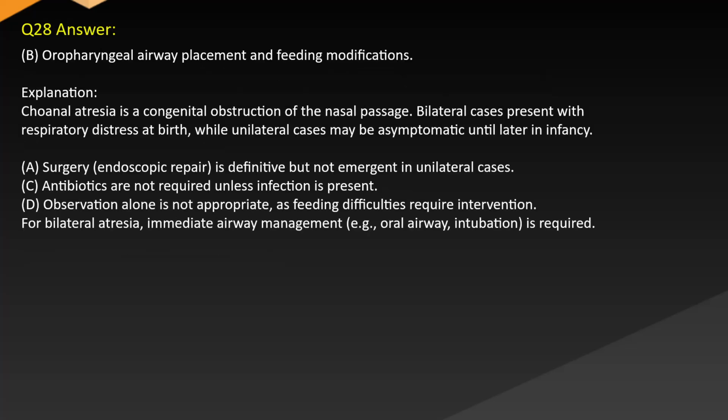Answer: B. Oropharyngeal airway placement and feeding modifications. Explanation: Choanal atresia is a congenital obstruction of the nasal passage. Bilateral cases present with respiratory distress at birth, while unilateral cases may be asymptomatic until later in infancy. A. Surgical endoscopic repair is definitive but not emergent in unilateral cases. C. Antibiotics are not required unless infection is present. D. Observation alone is not appropriate as feeding difficulties require intervention. For bilateral atresia, immediate airway management, e.g. oral airway or intubation, is required.